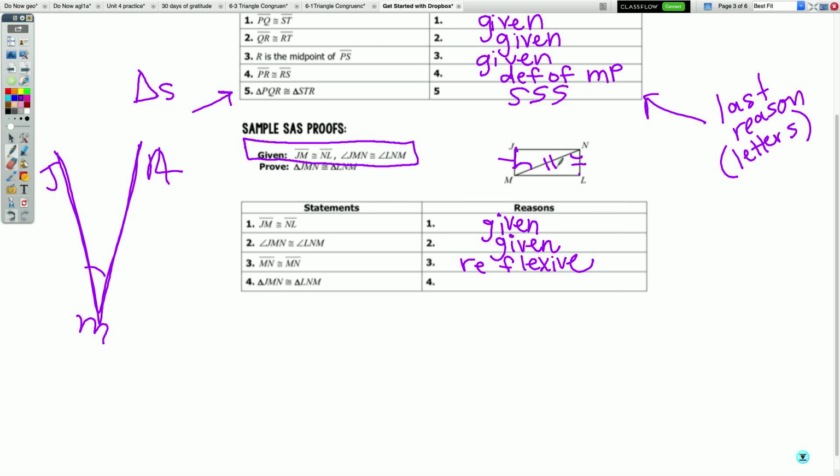So my last step has my little triangle. Now I'm plugging in the letters here. What do I have? Side, angle, side. Good. Okay, I promise these get way easier. You just have to keep practicing. So let's move on.